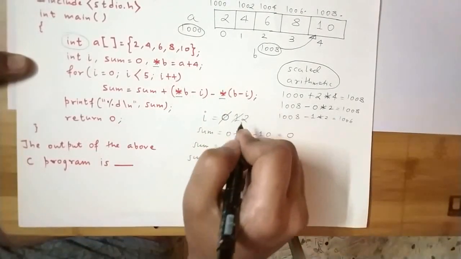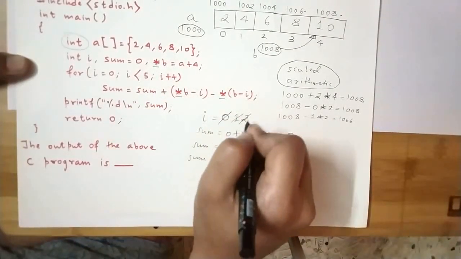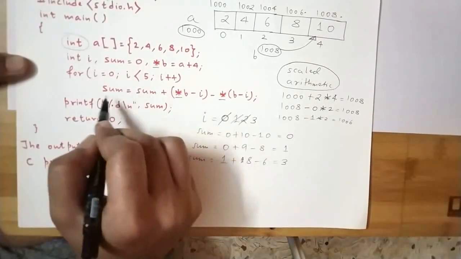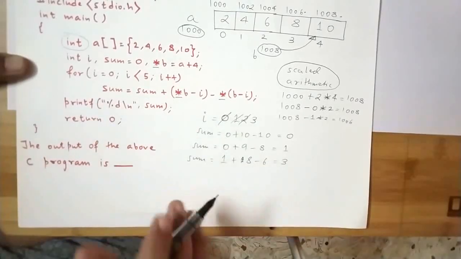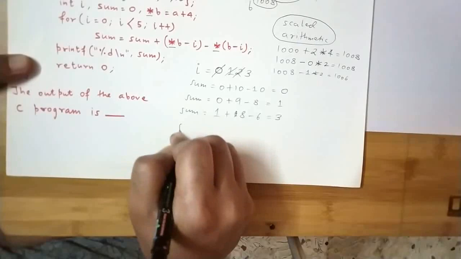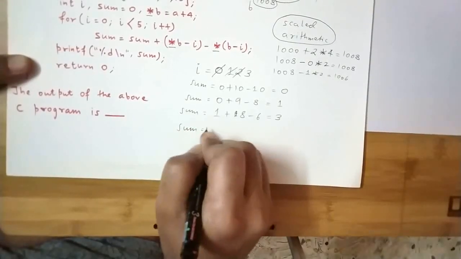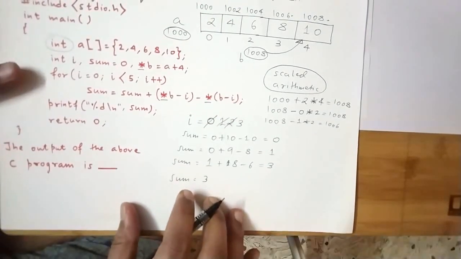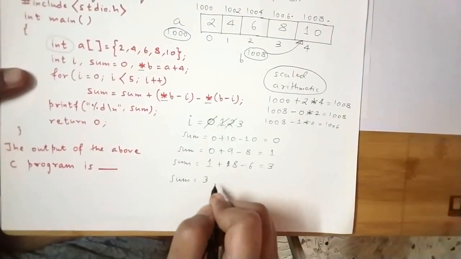Again, the value of I will be incremented. We'll go to the updation part. We'll increment the value of I to 3. The condition evaluates to be true, and we are again led to the body of the loop. The body of the loop will execute in this way. The value of sum, which is currently 3, to the value of 3, I'll add. What will I add?